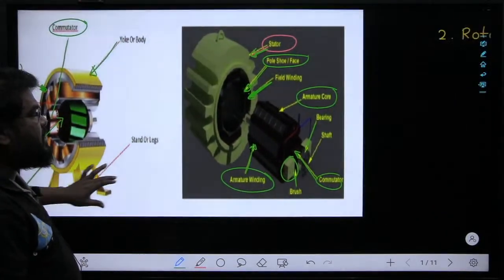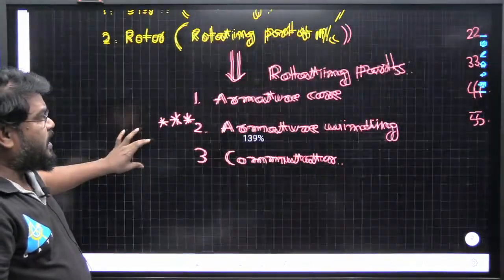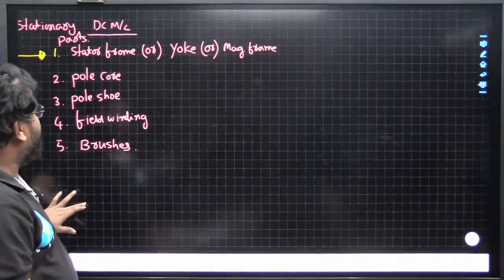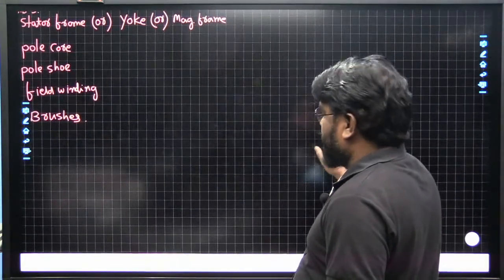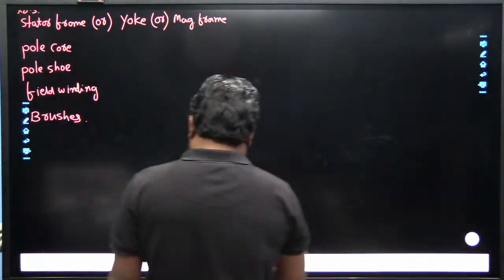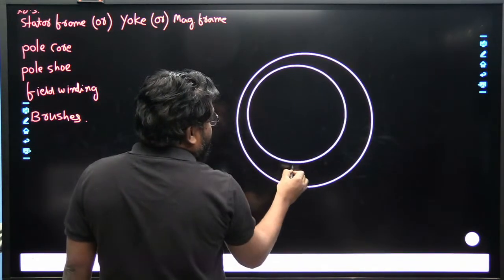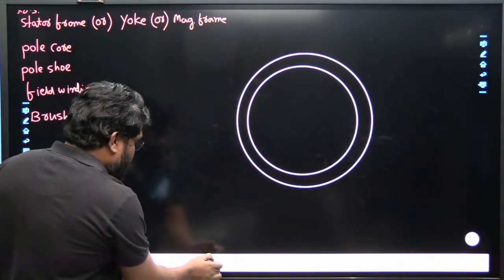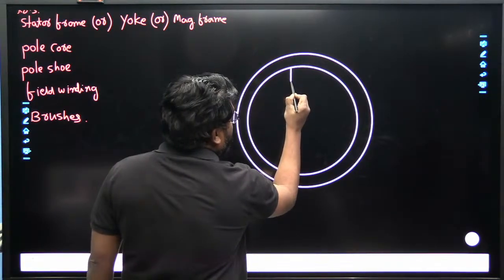I will show you, I will draw the construction, the cross sectional diagram of the DC machine. How do we draw? Listen. Let us draw the stator frame. Suppose this is the complete stator frame. All the poles are fixed to the stator frame, like this.